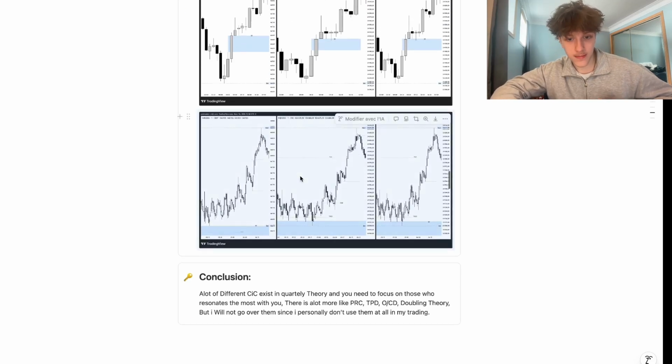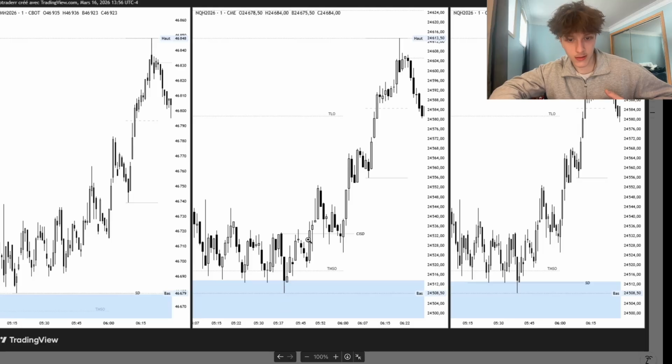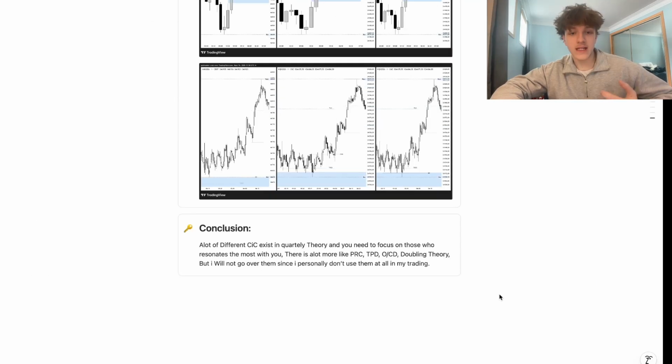And if you look on the 1 minute, for example, right there, from this soup we form a 1-minute CISD, and this 1-minute CISD will blast off to buy side. So that's it for the Kraken correlation video. The only conclusion I can make there is that we have a lot of different Kraken correlations in query theory, but you need to focus on those that really resonate with you the most. There are a lot more, like PRC, TPD, open close divergence, doubling theory, and more. But I will not go over them since I personally don't use them at all in my trading. I don't care about them.